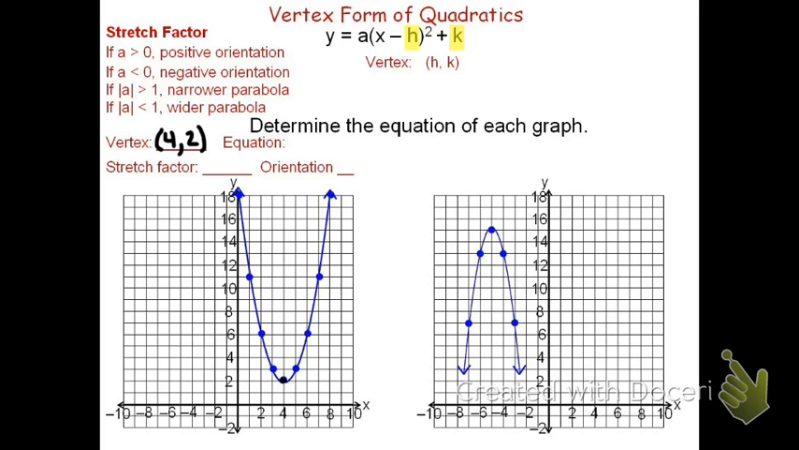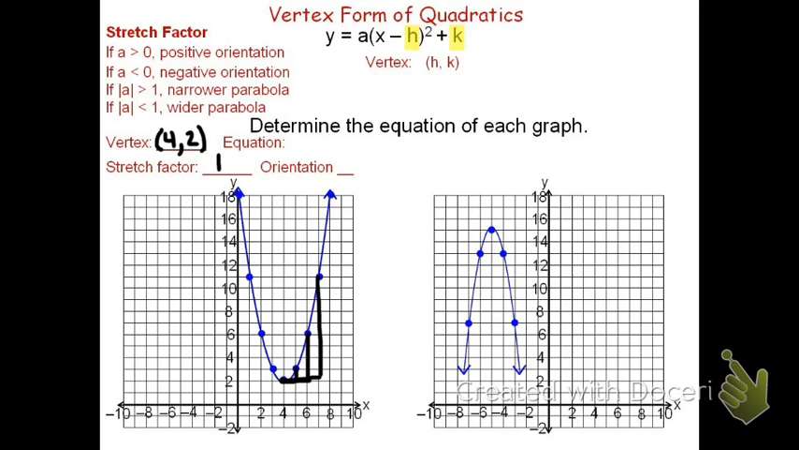The stretch factor for this parabola: when we go over 1, we go up 1. This tells me that it's 1 times 1 squared. If we go over 2, we're going up 2 squared. When we go over 3, we're noticing that we go up 3 squared. This tells me that the stretch factor is a 1. Again, when we go over 1, we're going up 1 times 1 squared. Going over 2, we're going up 1 times 2 squared. When we go over 3, 1 times 3 squared.